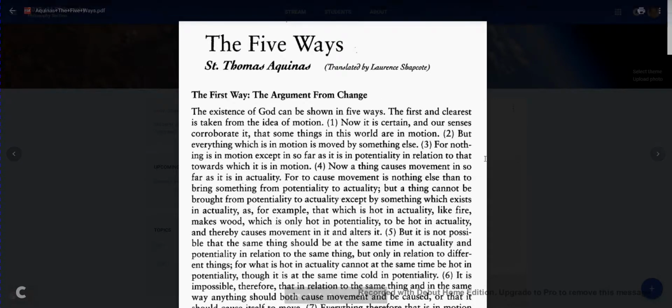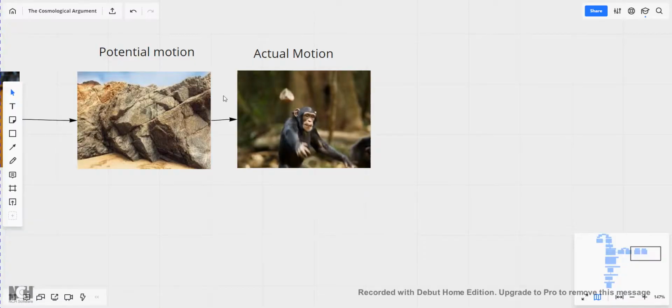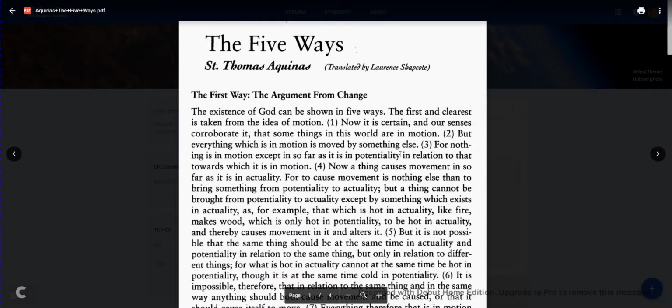Now, a thing causes movement insofar as it is in actuality. So, to cause movement is nothing else than to bring something from potentiality into actuality. We've represented that here. The chimpanzee has picked up the rock and thrown it. It's converted its potential movement, the fact that it could move, into actual movement. And that was done by the chimpanzee's actual movement, right?